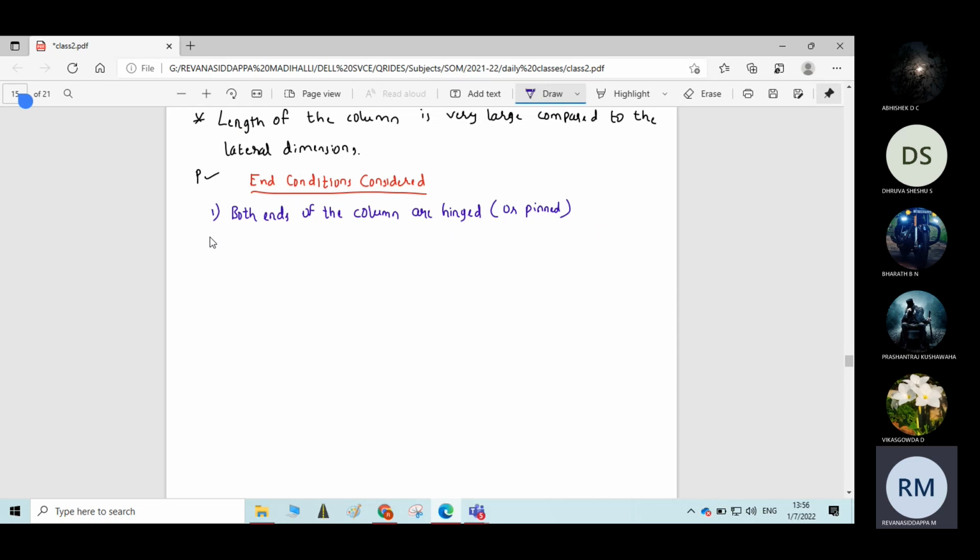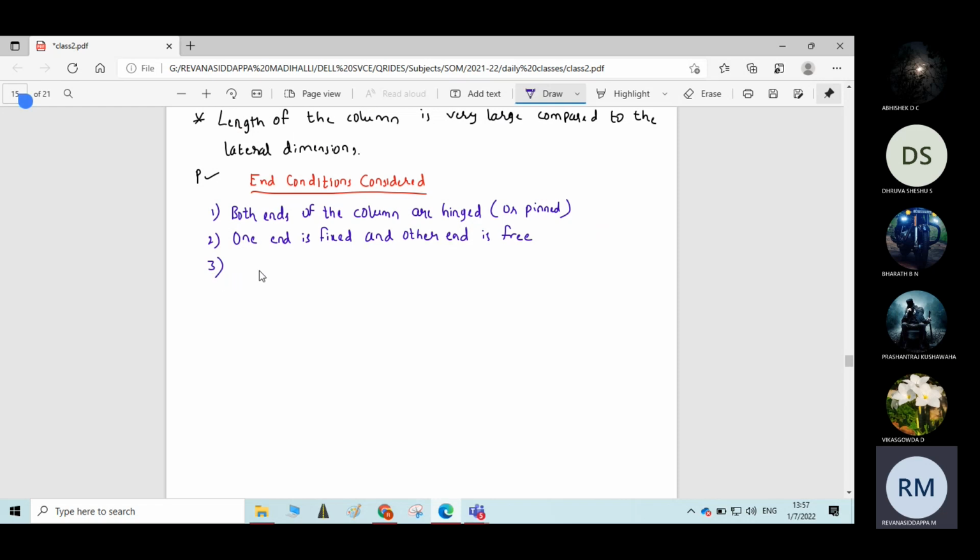This is the first end condition. The second condition is one end is fixed and the other end is free. This is the second end condition considered.